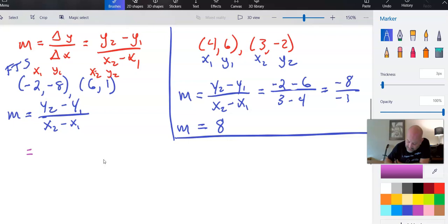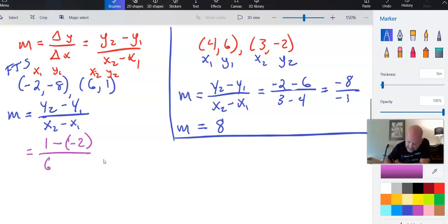So y2 is 1. Now you have to be careful here because we're subtracting a negative on the next part. So y2 minus y1, and y1 is negative 2. So we're subtracting a negative. That turns into a plus. And then we need x2 minus x1.